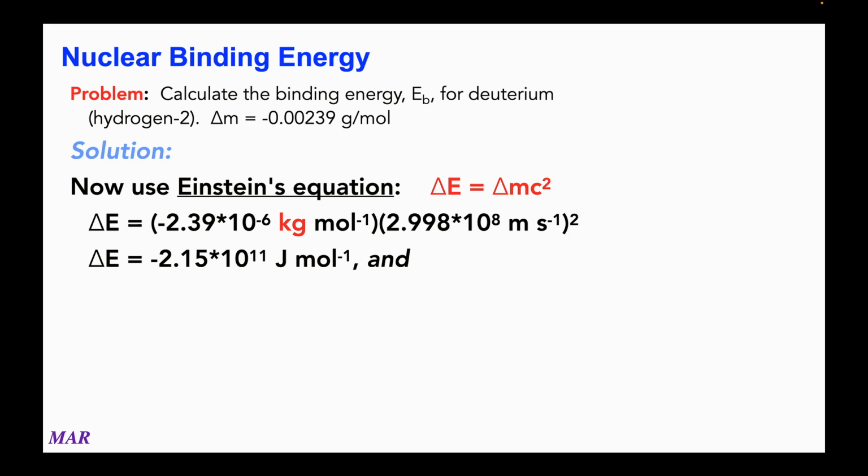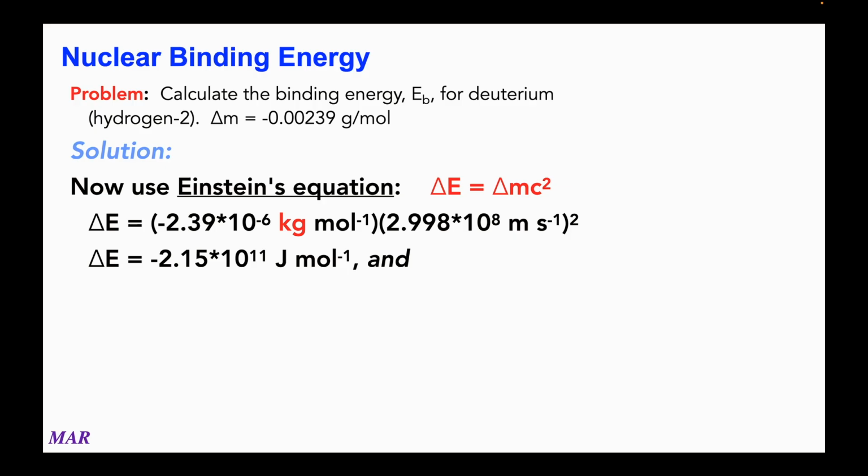So anyway, we're going to use that little bit of mass loss to figure out the energy used in the process, the energy that was obtained. So what we did in the last slide was minus 0.00239 grams per mole. We're going to turn grams per mole into kilograms per mole, and then we'll multiply that by the speed of light squared. So remember, use 2.998 times 10 to the 8th meters per second for the speed of light. We'll multiply by c squared.